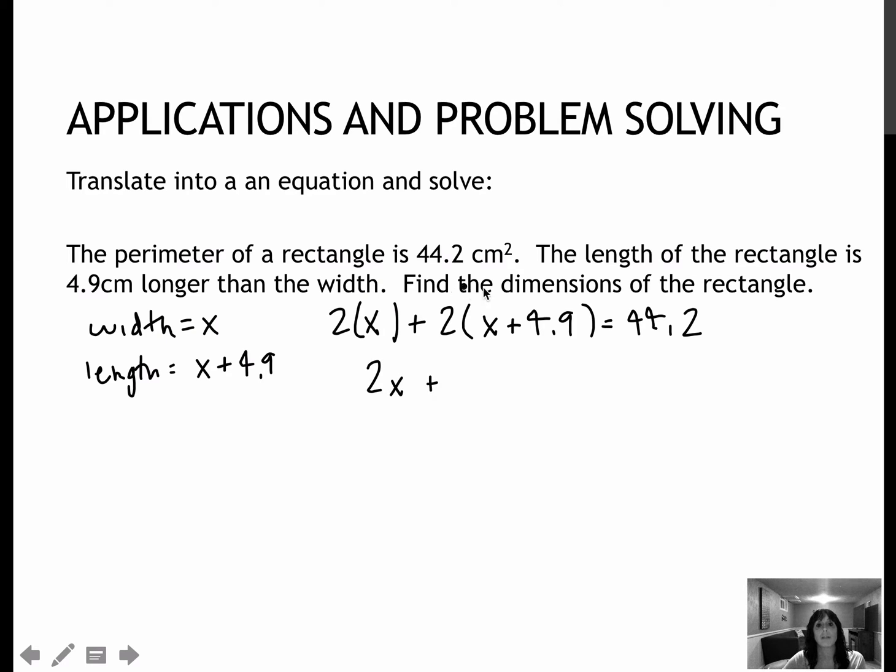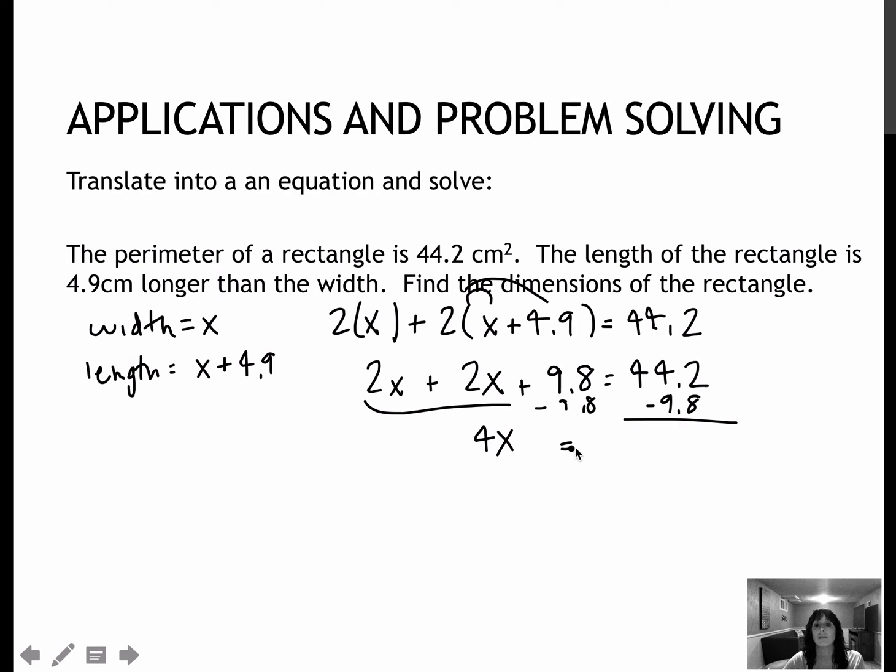That turns into 2x plus 2x plus 9.8 if I distribute, and then 44.2. These two values will combine together to get 4x. I'll subtract the 9.8 from each side to find the value on the other side, which gives me 34.4. And then of course I will divide each side by 4, and I'll end up with 8.6.